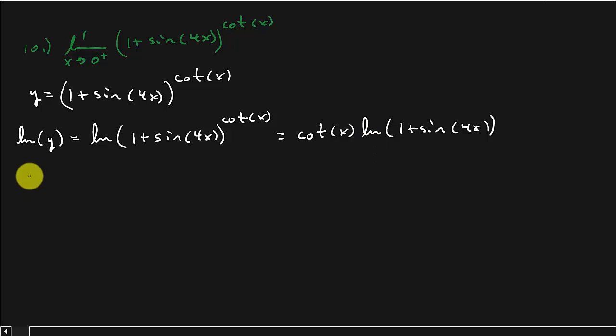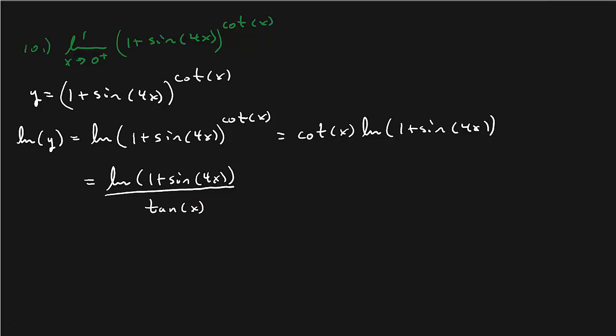But I could rewrite this thing as what? Natural log of 1 plus sine 4x over tangent x. All right, so what did that do? Well, let's look. If I'm taking the limit as x approaches 0 from the right, if I plug 0 in here, that's 0. If I plug 0 in here, that's 0. I've got 0 over 0, so I could apply L'Hopital's rule to that.